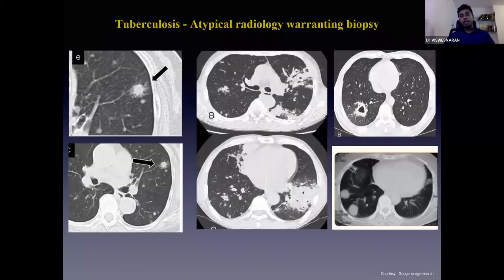So if you look at these CT pictures, these are not classical of tuberculosis. Many of them mimic either a form of aspergillus or a cavitating malignancy, or multifocal consolidations or multifocal nodular lesions, mass-like lesions, spiculated lesions. But at the end of the day, all of these turned out to be tuberculosis on biopsy. So it is always imperative to make a diagnosis of tuberculosis before you start the patient on an empirical ATT regimen.